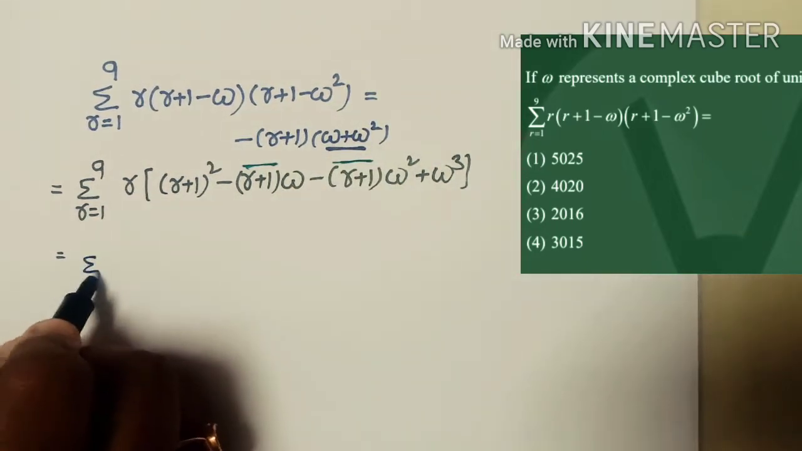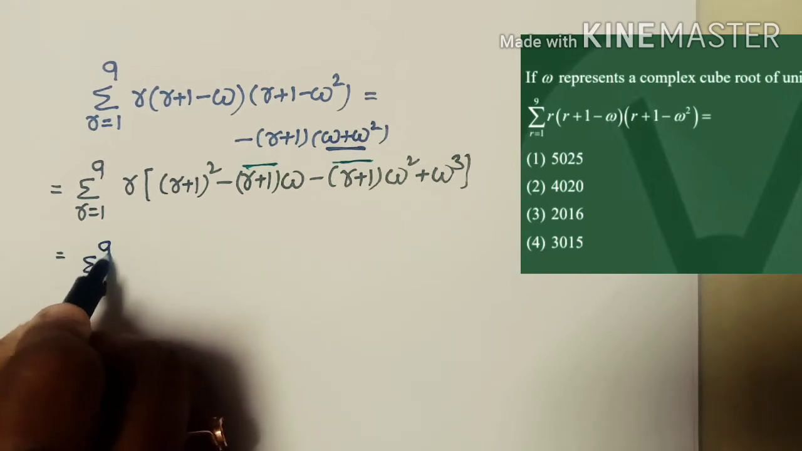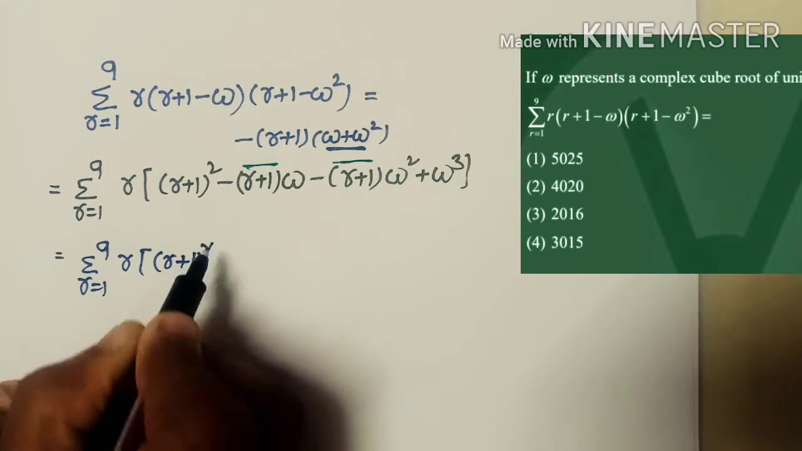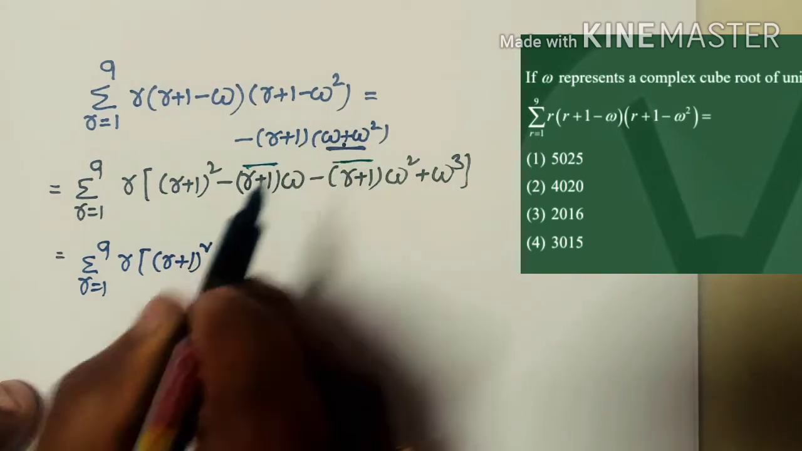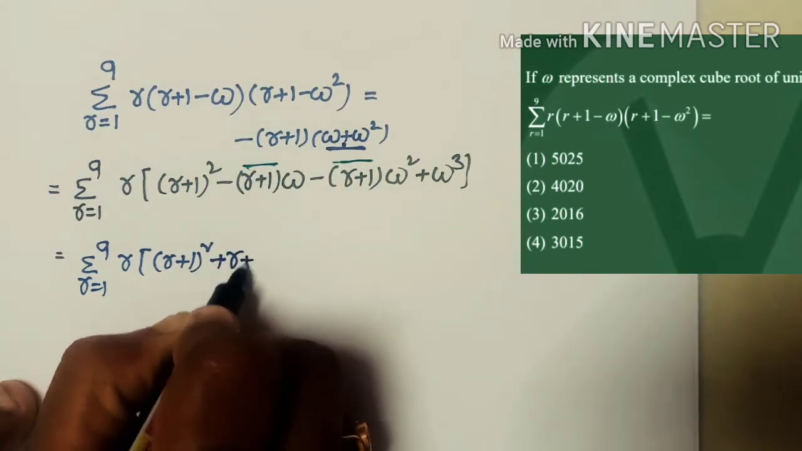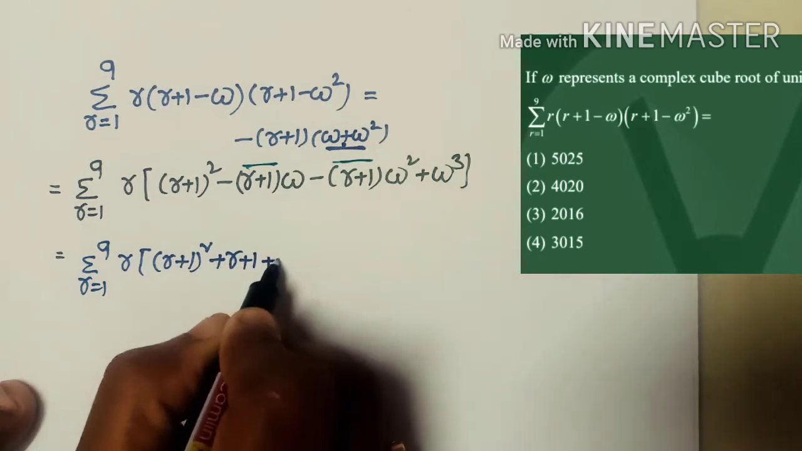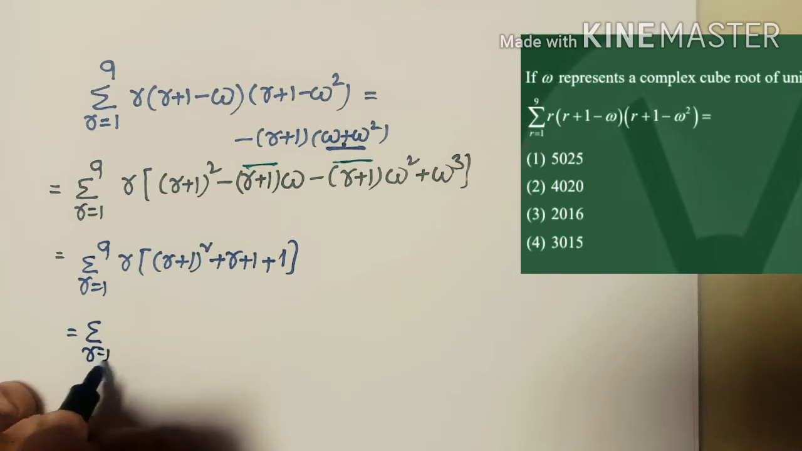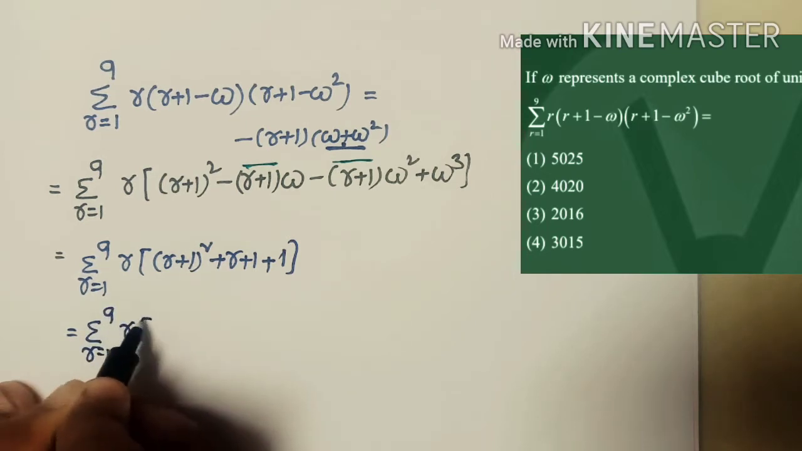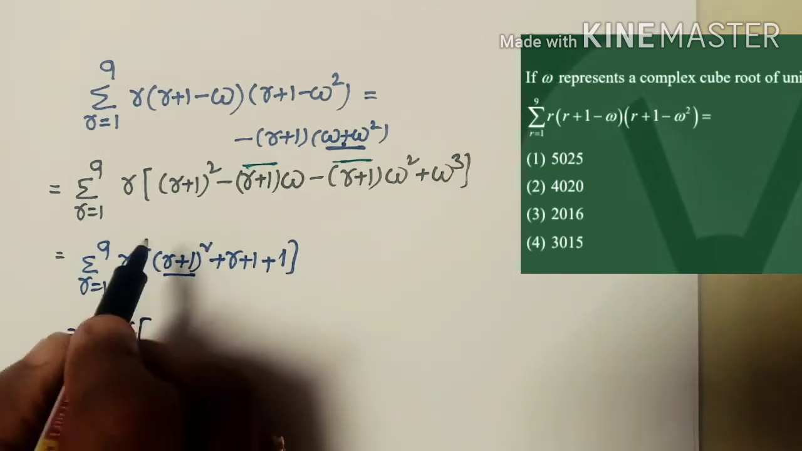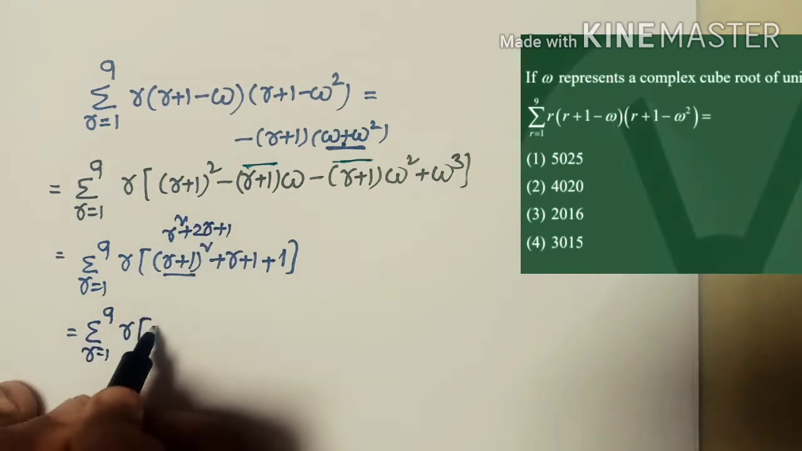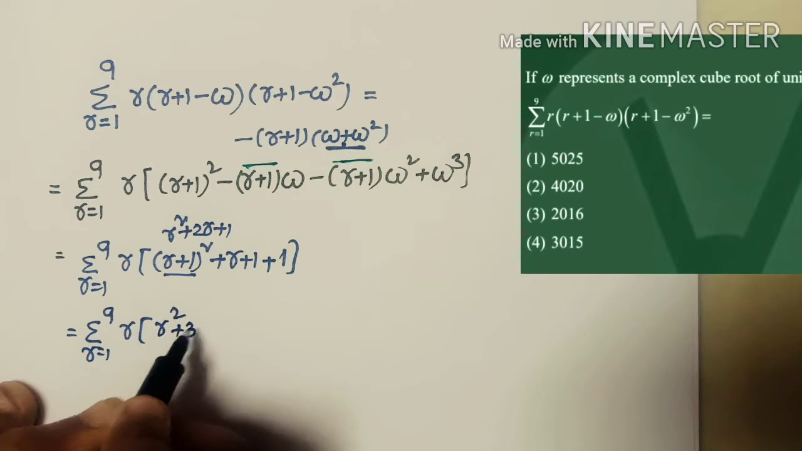Now this equals sigma r equals 1 to 9 of r into [(r plus 1) whole square minus (r plus 1) into minus 1, that is plus (r plus 1), plus omega cube]. Omega cube is equal to 1. Now taking the expansion here, this is r square plus 2r plus 1, so r square plus 3r plus 3.